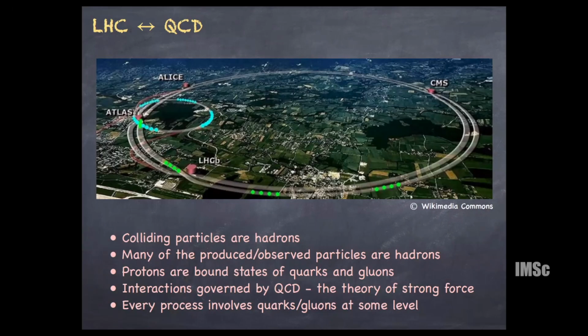We know that hadrons are bound states of quarks and gluons, and their interactions are governed by QCD. So every process, be it Higgs production, an electroweak particle, or top production, has quarks and gluons involved at some level. QCD plays a major role in hadron colliders, and also in e+e- or electron ion colliders, QCD is central. But for today, I will restrict myself to the study of hadron colliders only.